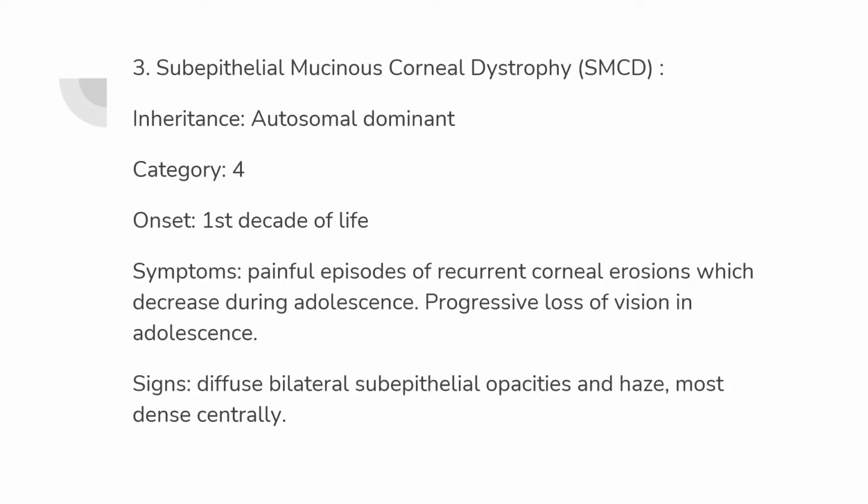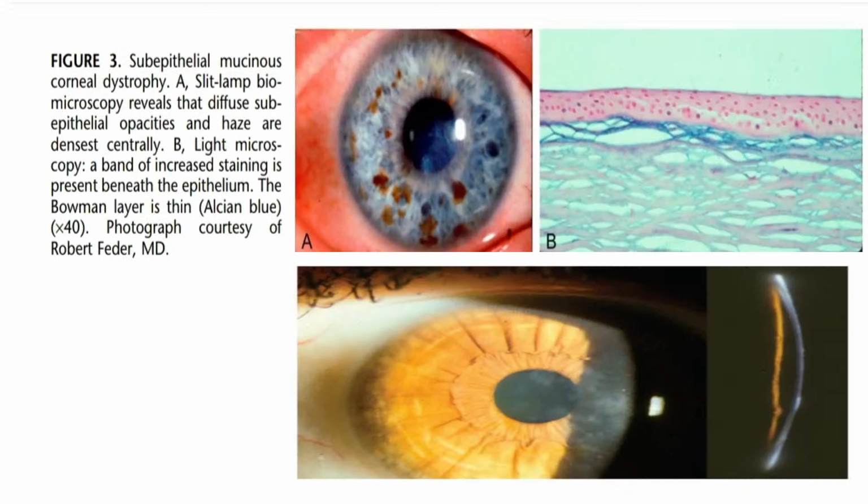Subepithelial mucinous corneal dystrophy is inherited, and its inheritance is autosomal dominant, and it belongs to category 4. The onset is in the first decade of life. Symptoms are painful episodes of recurrent corneal erosions, decreasing during adolescence. There is progressive loss of vision in adolescence. Signs are diffuse bilateral subepithelial opacities and haze, which occur most densely in the center.